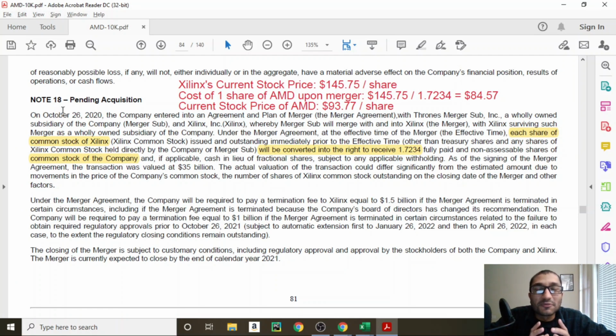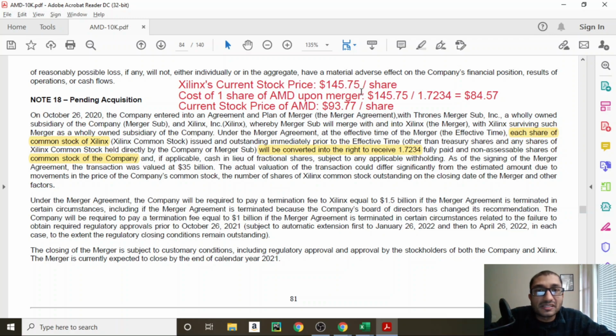Hey guys, before we end, I wanted to quickly go over note 18 of the 10-K annual report where AMD talks about its pending acquisition. Over here, AMD talks about its merger with Xilinx, where it states that each share of common stock of Xilinx will be converted into the right to receive 1.7234 shares of AMD stock. Anytime there is a merger or acquisition, there appears to be an arbitrage opportunity that is created, and that is the case in this situation.